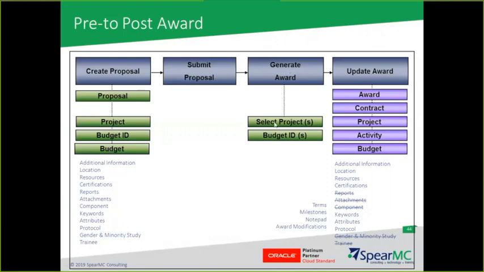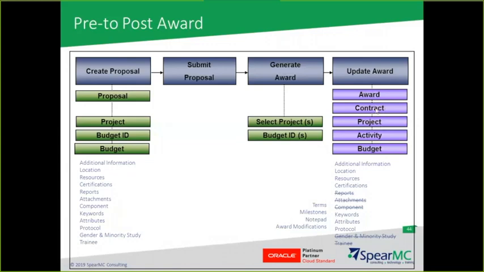Now, when I generated the award, they defaulted as checked, but I could uncheck budgets or projects if they were no longer needed. When I click that Generate Award button, this is all the things that it creates for me. Based on the proposal information, it brings it over to Post Award, so you don't have to re-enter it. It creates what's called an award profile.